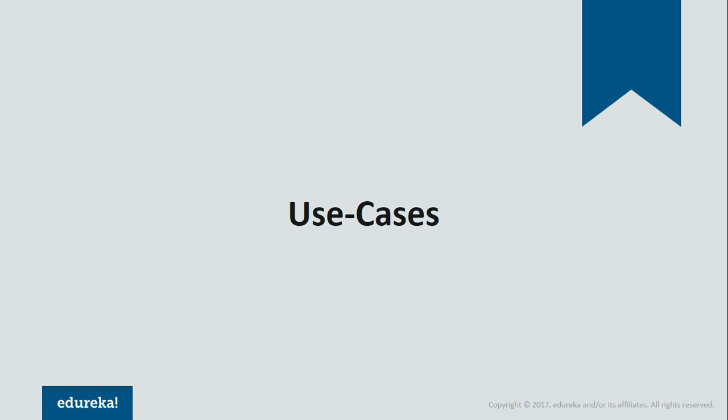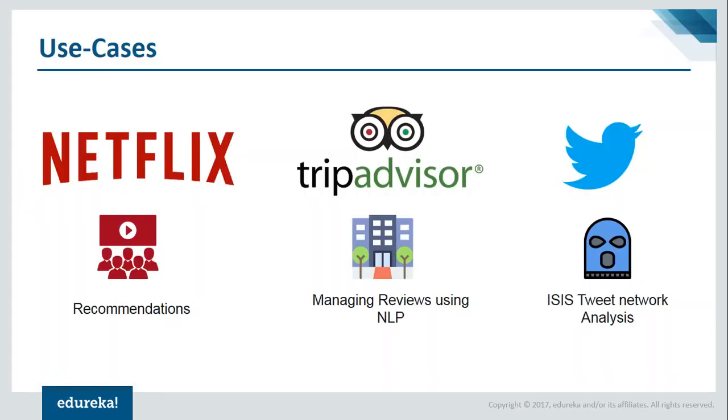Now let us move on to the use cases that you've been waiting for. Here are some pretty interesting use cases. We'll be seeing how Netflix works with Spark in order to generate recommendations for you. We've got TripAdvisor, which uses Apache Spark to manage reviews using natural language processing. And then finally, we'll do ISIS tweet analysis, we'll do some sentiment analysis, network analysis to find out who are the most prominent people who are tweeting about this particular topic, terrorism and stuff.